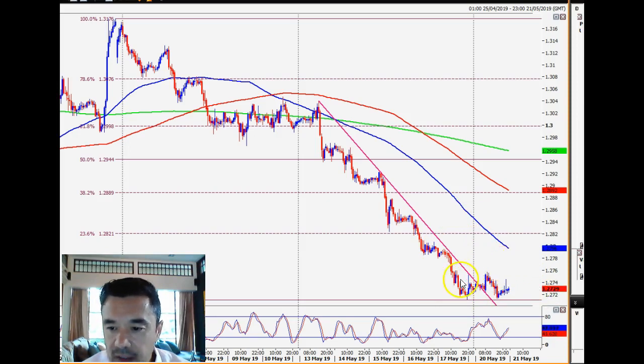No buy signal. I really wouldn't pay too much attention to this very tiny double bottom. Even if we were to rally, it wouldn't take us too far. 127.80, 127.90 maybe. So bears do look like they remain in control of this pair.